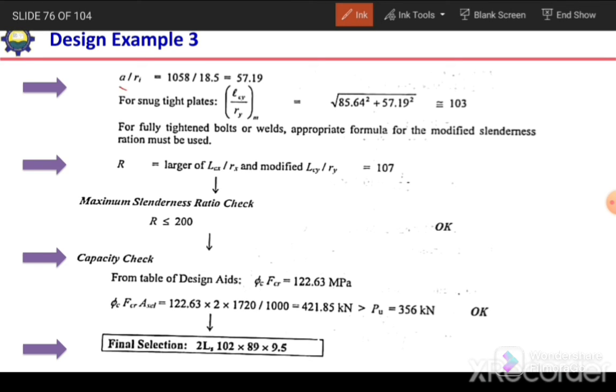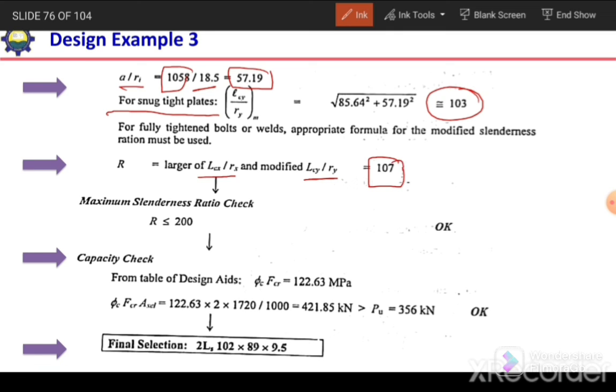Once we have the A value, we can calculate the exact value of A over Ri. So A over Ri, again using the Rz value, comes out to be 57.19. We can calculate the modified slenderness ratio about y-axis. Why about y-axis? Because about the y-axis we will have relative deformations. So the modified slenderness ratio comes out to be 103. Okay, now we need to select the larger value out of Rx and modified Ry.